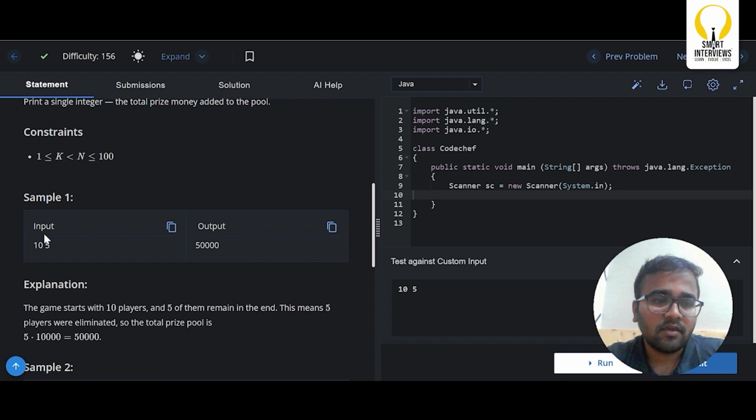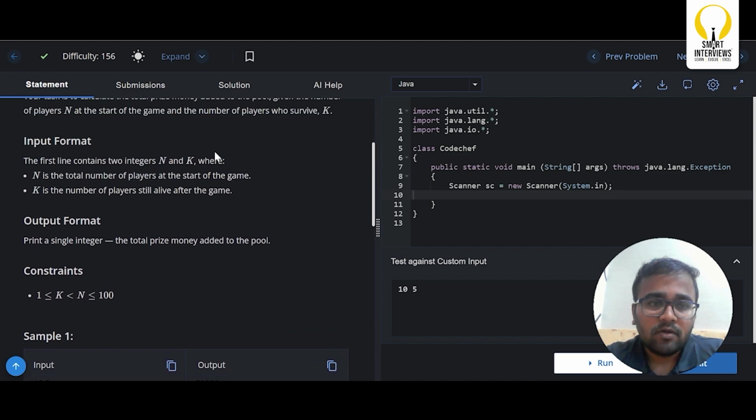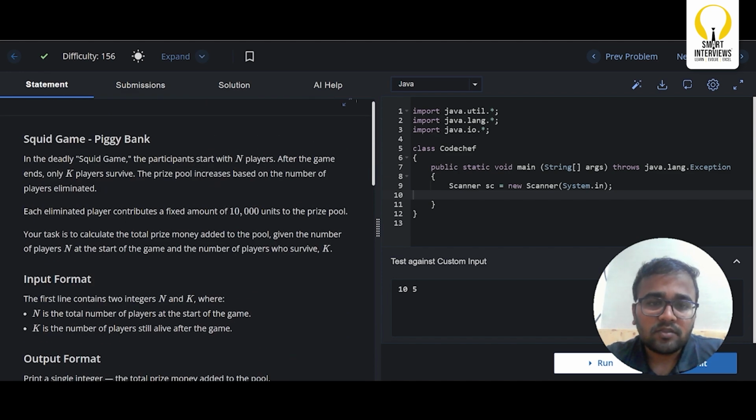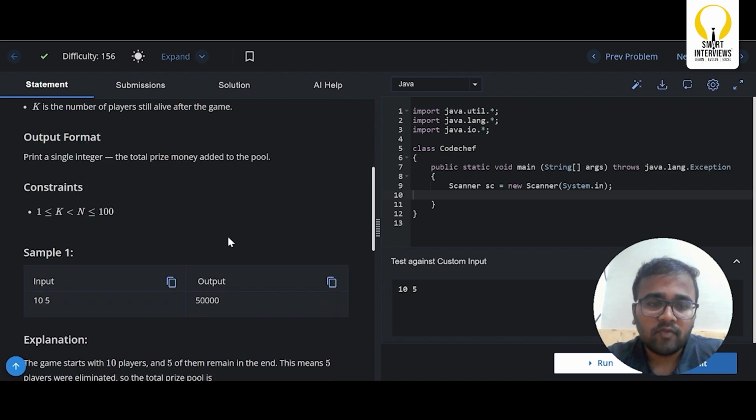Let us understand the sample test case. So there are 10 players and 5 people are remaining at the end. Now you need to calculate the total prize money added to the pool. So how is the total prize money decided? It is decided on the people who are eliminated, and each eliminated player is going to contribute 10,000 units to the prize pool.